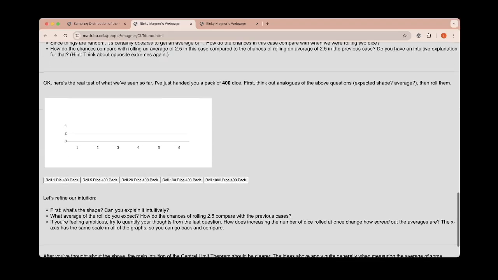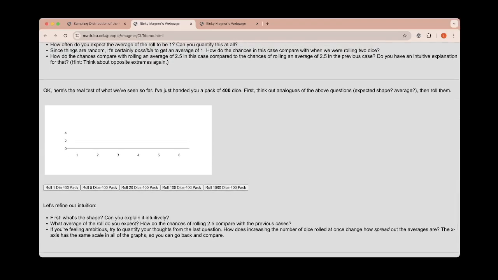And lastly, if we take a 400 pack of dice and take the average of all of those rolls and do this a whole bunch of times, this also looks normal, but it looks like the standard deviation is getting smaller. And so try to think about what is happening as our sample sizes are getting bigger here.